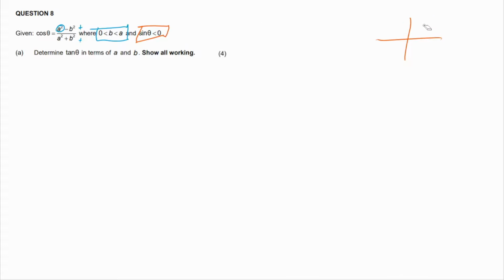Okay, so let's draw where we're at. We're over here. Remember what I was saying earlier, cos x raise. Cos is x over r. So this thing here at the top is my x, and this thing down here is my r. So here's my x, it is a squared minus b squared, and here's my r, a squared plus b squared.